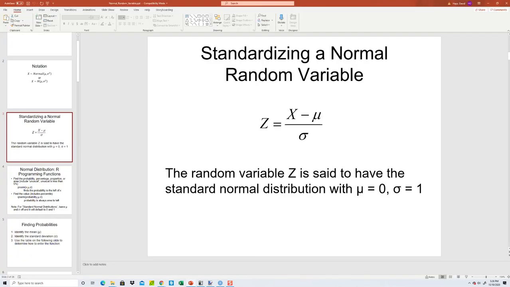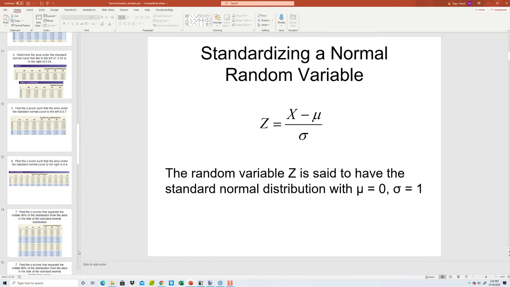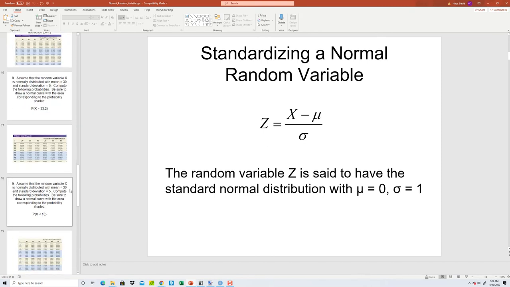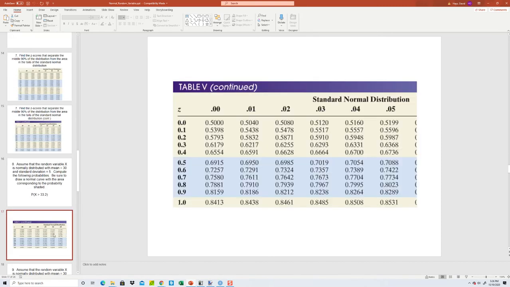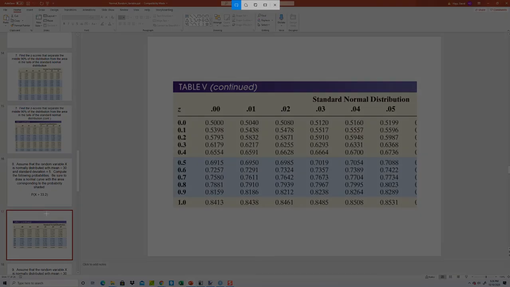And get back down here. Shift S, grab the table.